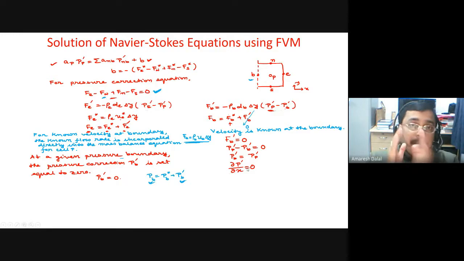That means if velocity is specified at any boundary, you need to give the normal gradient of pressure correction as 0. And if pressure is known, then the pressure correction should be 0, right? If pressure is known, that means you don't have any pressure correction, so pB prime will be 0.